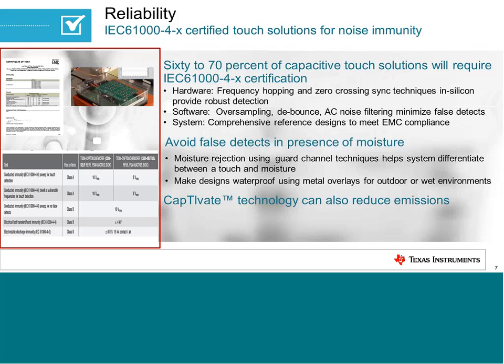For instance, in the IEC 61000-4-6, they induce 10 volt RMS of noise into the system and check whether the buttons, A, do not false trigger, and B, in the presence of so much noise, whether your hardware is able to detect the button push. So we've been able to pass both these tests.